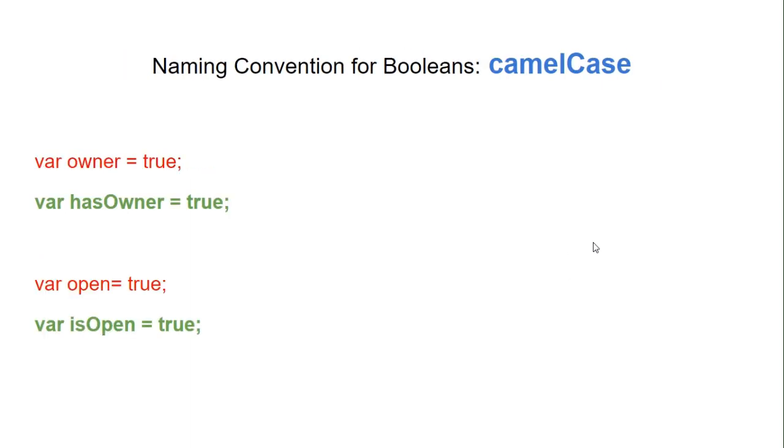Naming convention for booleans. We can use camel case for boolean declaration as well. But we should always use has or is prefixes for boolean declaration. As we can see here, if we declare var owner equals true, and if we declare var has owner equals true, we can see that adding has adds more meaning to it. So we should always use has or is prefixes for boolean declaration.